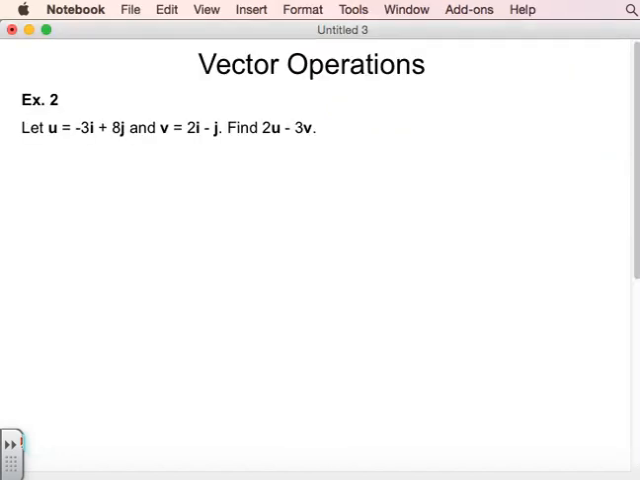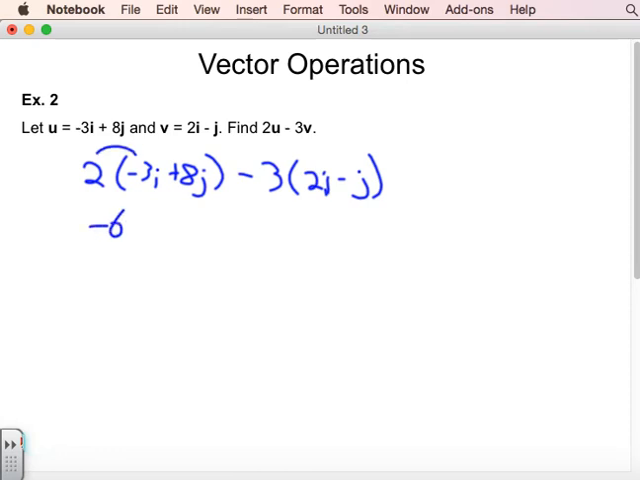Okay, so moving on to vector operations whenever we are in unit vector form. It's pretty simple. So right here we got u and we got the vector v, and they're written in unit vector form, and we want to find 2u minus 3v. So we're going to do 2 times negative 3i plus 8j minus 3 times 2i minus j. Okay, you just treat it like you would any like terms, anything you would do for variables.